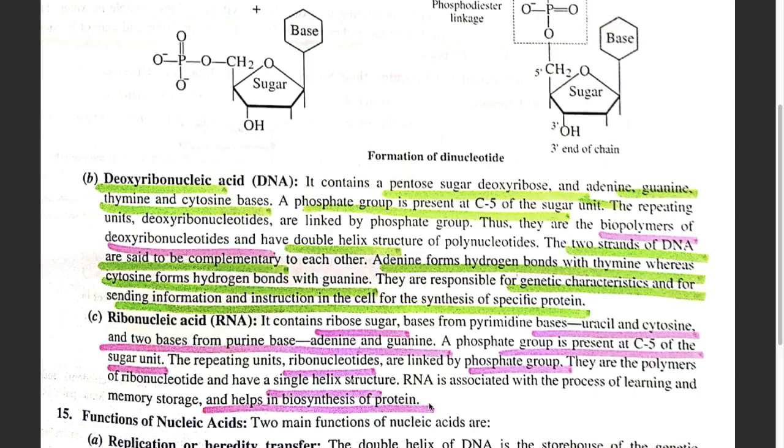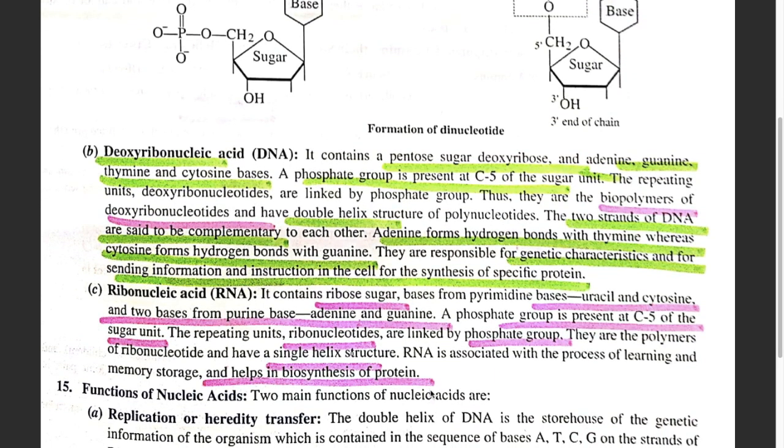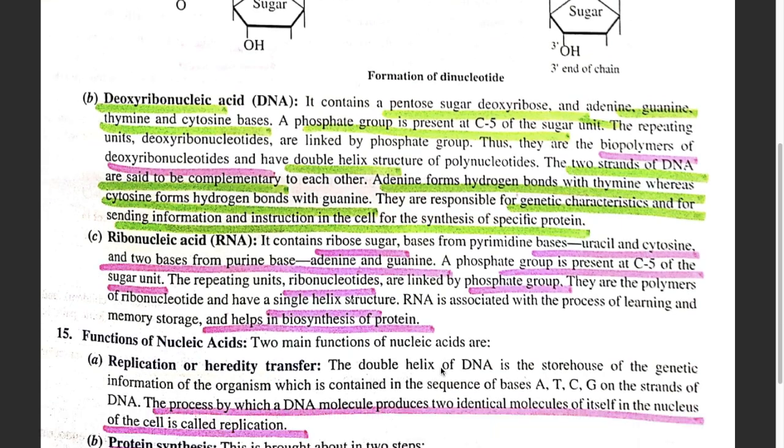It cannot replicate, rather it is formed from DNA. It is of three types: messenger RNA, transfer RNA, and ribosomal RNA. Messenger RNA called mRNA, transfer called tRNA, and ribosomal called rRNA. Now, functions of nucleic acid.